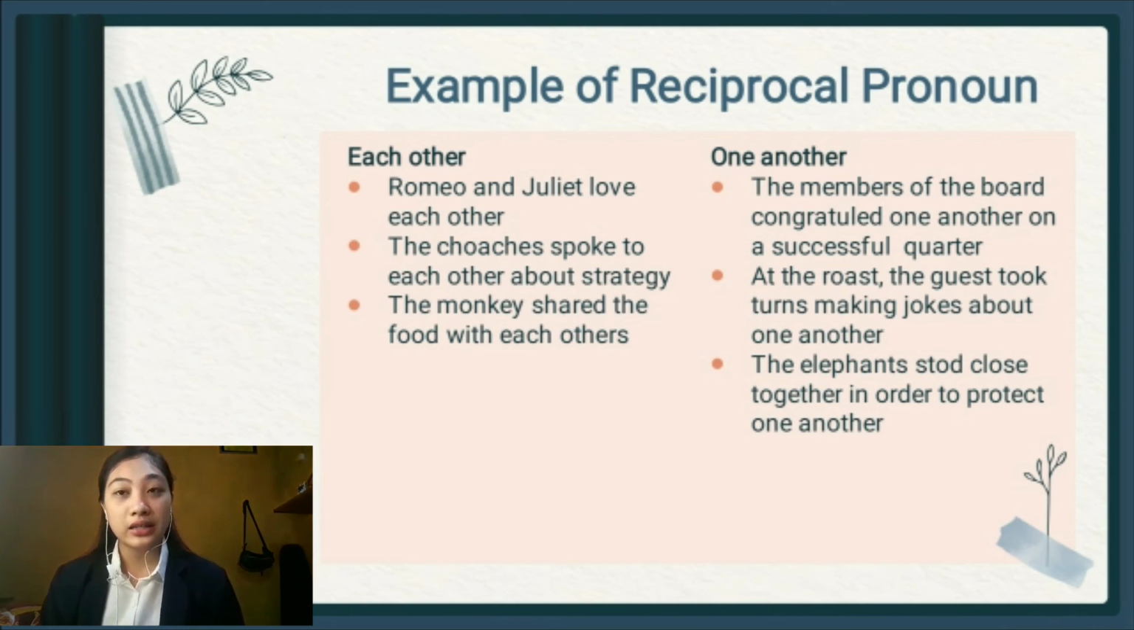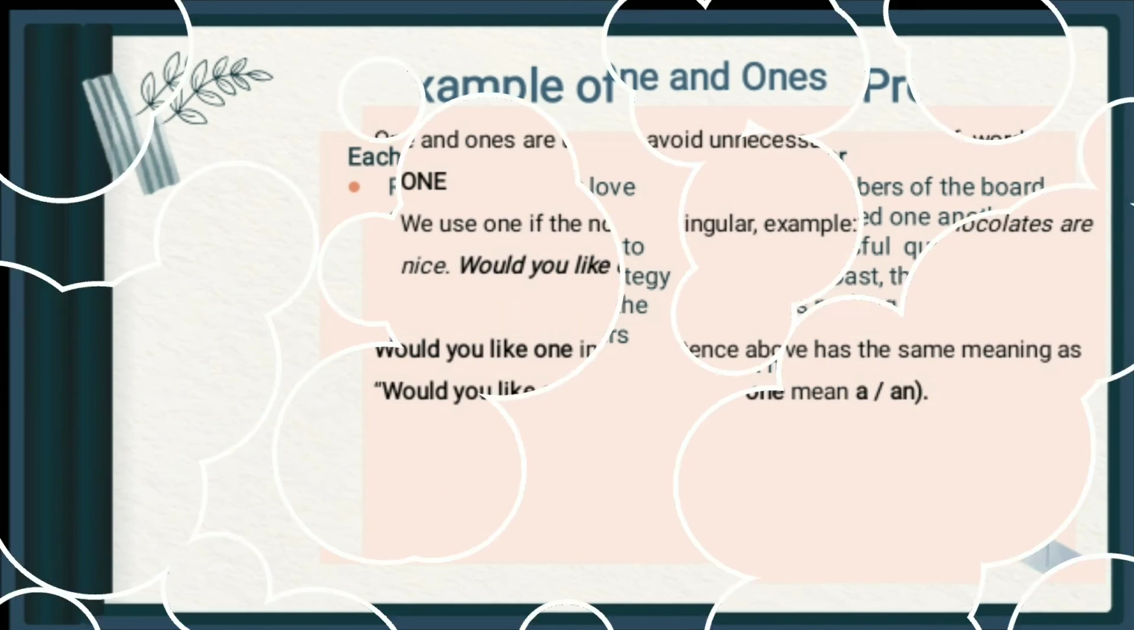Examples of each other: Romeo and Juliet love each other, and the coaches spoke to each other about strategy. Examples of one another: The members of the board congratulate one another on a successful quarter. At the roast, the guests took turns making jokes about one another.